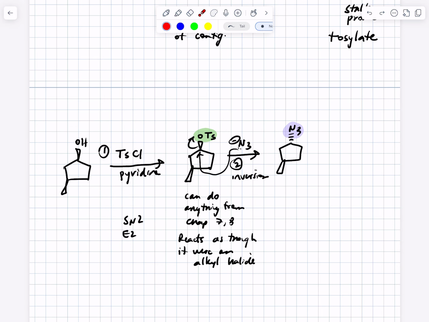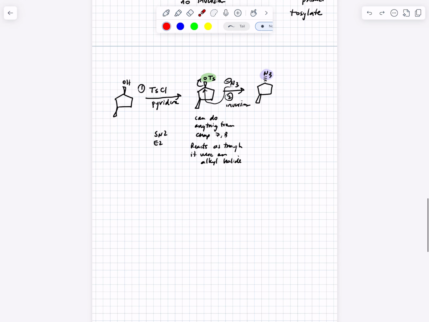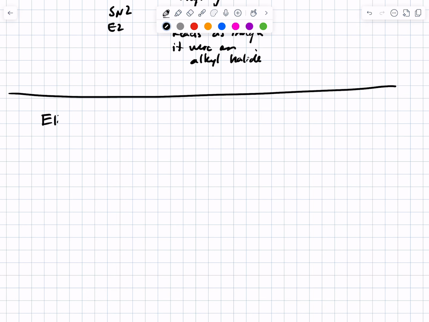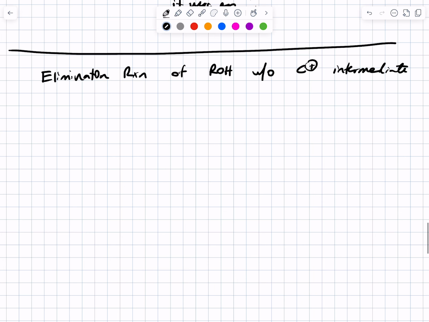All right, finally, we need to introduce the last method for doing elimination reactions of alcohols, without a carbocationic intermediate. And as before, this is going to involve a new reagent that's going to effectively do an E2 reaction without you having to worry about a carbocation.